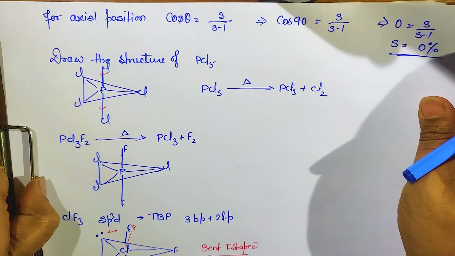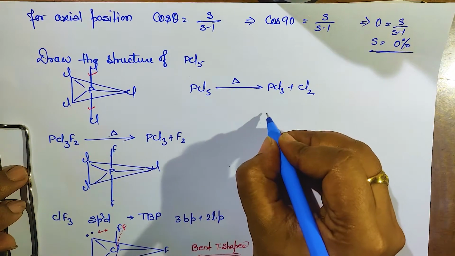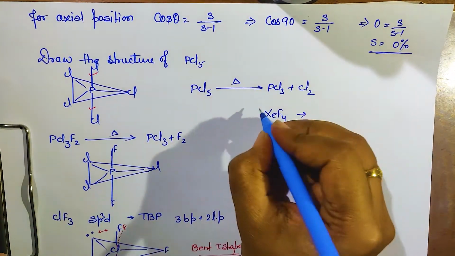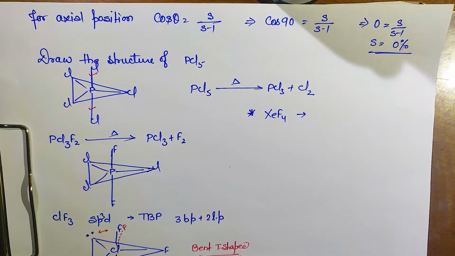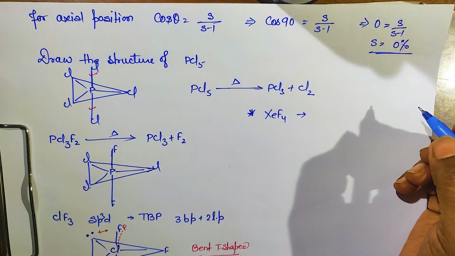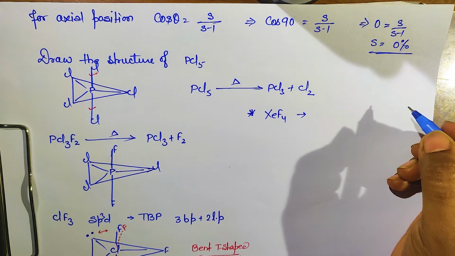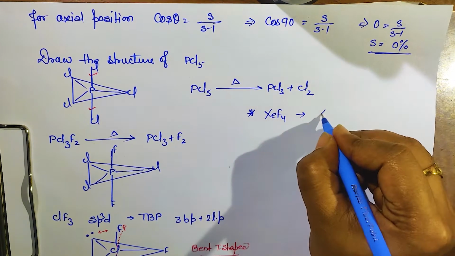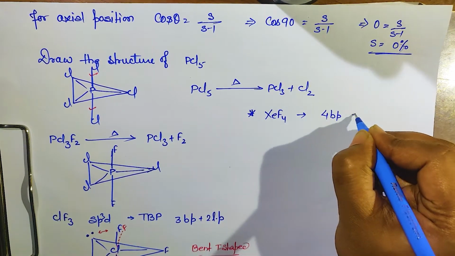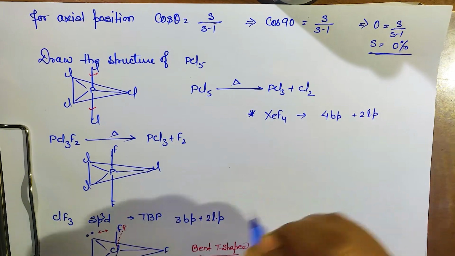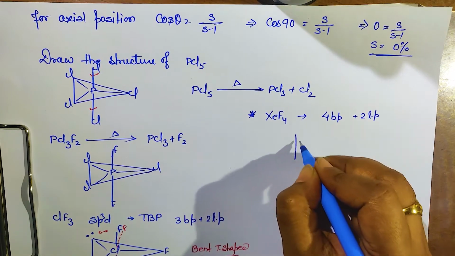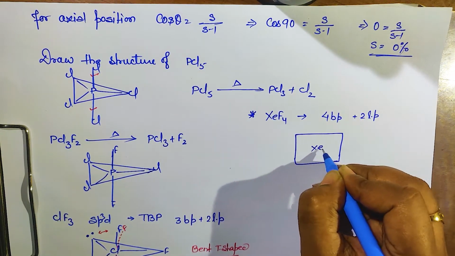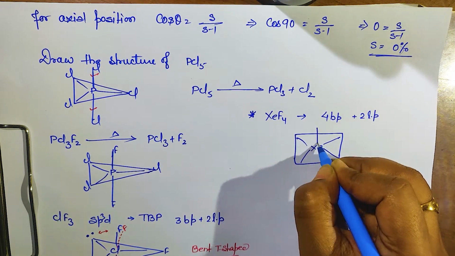That's good. Okay. If I say to draw the structure of XeF4, draw it fast. XeF4. Xe is 8 and 7 times 4 is 28, 8 and 28, 36, divided by 8. That means 4 bond pairs and 2 lone pairs, isn't it? So what will we do? We will draw this octahedral, making a square with Xe.